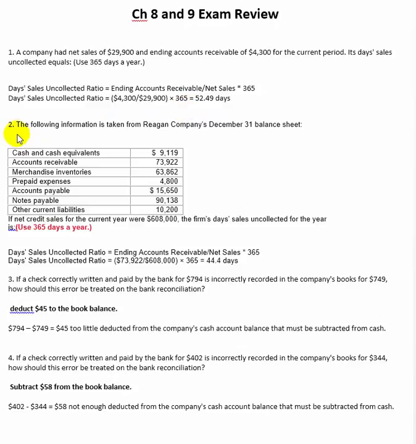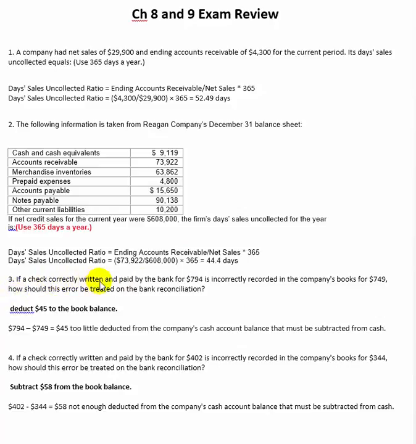Question number 2. The following information is taken from Reagan Company's December 31st balance sheet. You have all these accounts with their balances, and that's as of 12/31. It says if net credit sales for the current year were $608,000, the firm's days sales uncollected for the year would be what? Well, ending accounts receivable of $73,922 from up here, divided by $608,000, which were the credit sales. That result multiplied times 365 gives you 44.4 days.